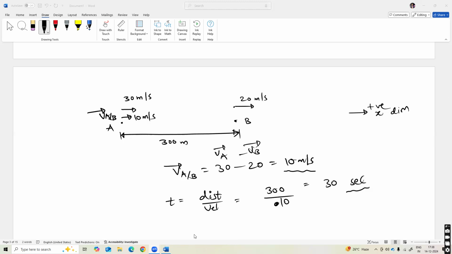So you got how we have solved the same question using the relative velocity concept. You can solve using both methods, the conventional method or directly using the relative velocity method. But make sure you use directions in a proper manner.